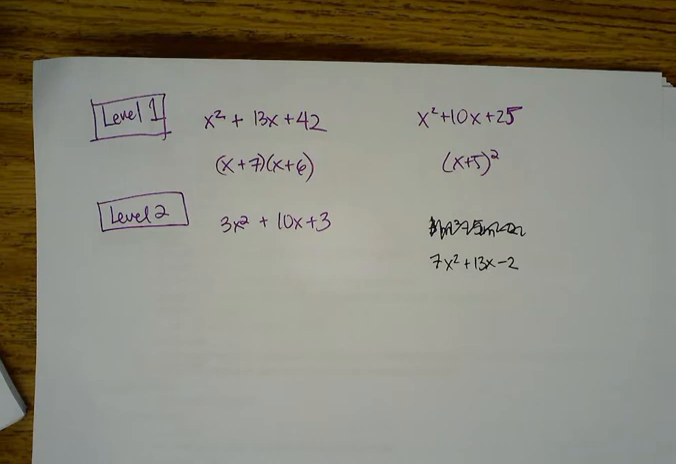Okay, how many of you normally use the box method? Raise your hand if you normally use the box method. 1, 2, 3, 4, 5, 6, 7. What is the box method for? When do we need the box method? When there's a number in front of the x other than 1, right? Okay, good.